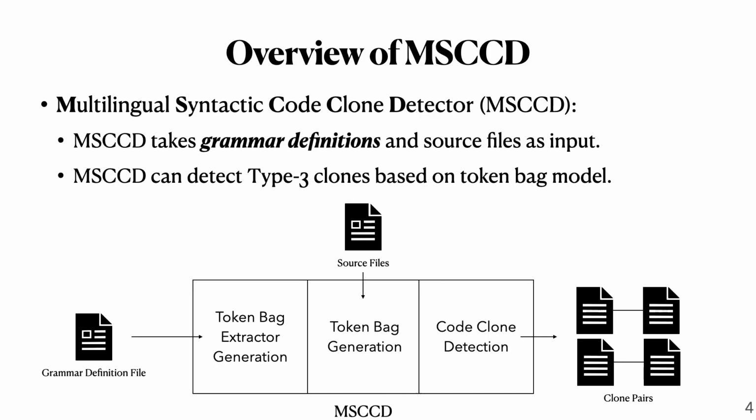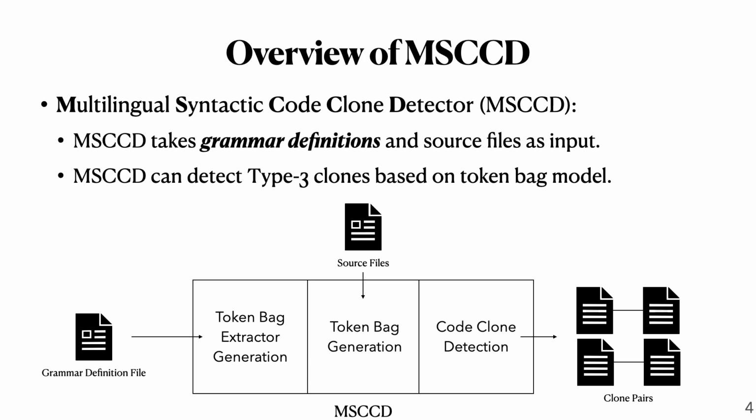To resolve these problems, we proposed MSCCD, a multilingual syntactic code clone detector. Unlike traditional code clone detection tools, MSCCD takes grammar definitions and source files as input. MSCCD can detect Type 3 clones in various granularities.